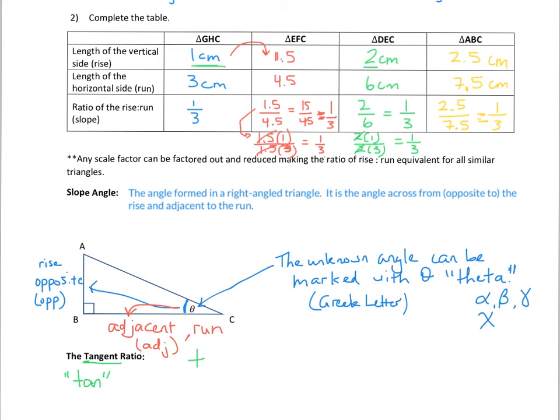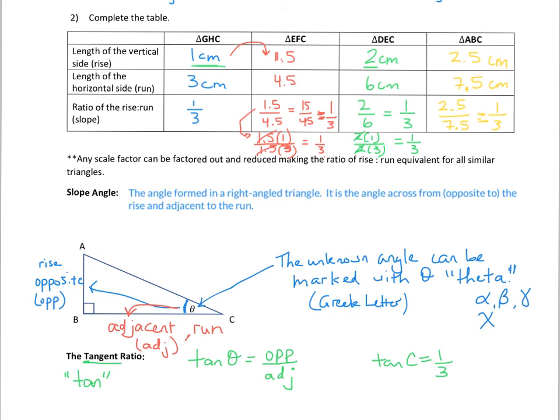So the tangent ratio of angle theta would equal the opposite side, the side length opposite to it, divided by the length of the side that's adjacent to it. So that's what the tan ratio is defined as. So all of our triangles above had the tan of angle C equaling 1/3. Now the cool thing about that is we're going to find out how to actually solve for the measure of angle C, how many degrees it is, without having to use a protractor to measure it.